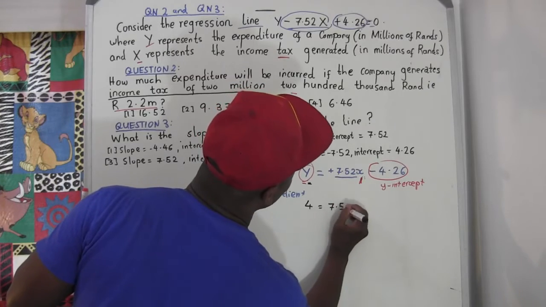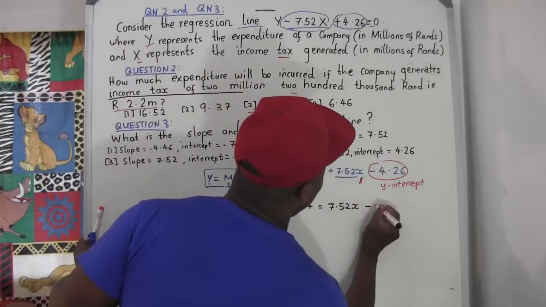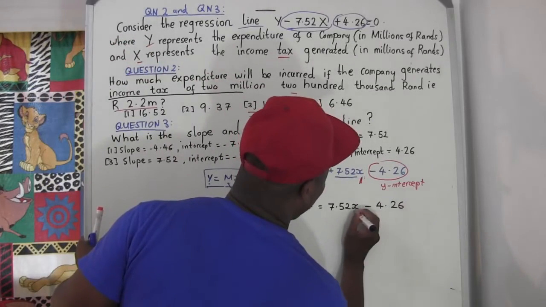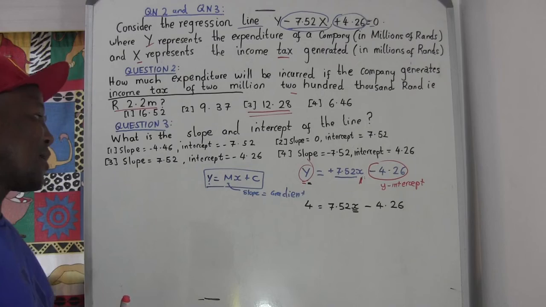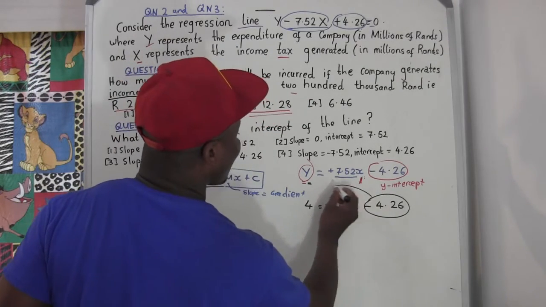So this is going to be 7.52x, and I don't know the income tax, which I have to calculate. And then minus 4.26. Now we have to find the income tax. So I'm going to get the income tax. Look, this is the number. It must go to the number.